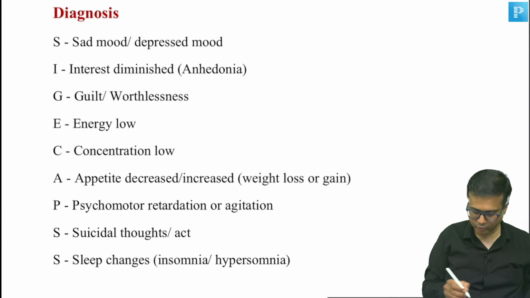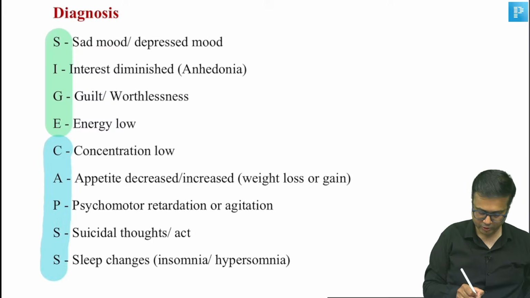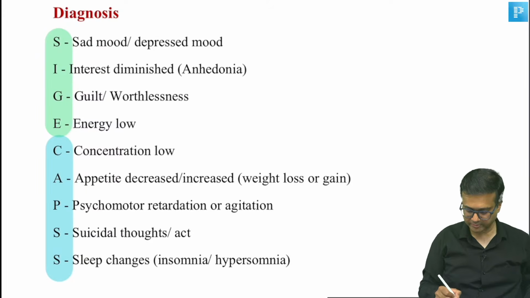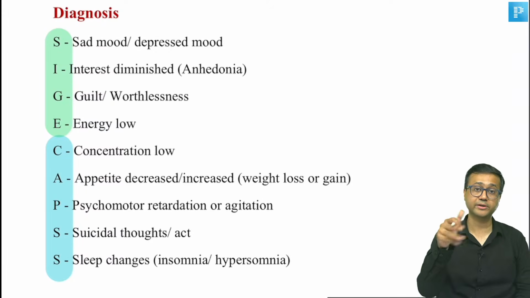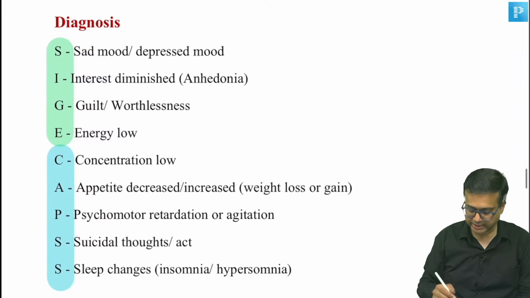See, the mnemonic to make a diagnosis of depression we know is SIGE CAPS. Very good. So let us understand what are these symptoms, then I will give you the criteria. And a very interesting question was also asked from this criteria recently. See, first is S. It's a mood disorder now. Remember, the first symptom is abnormality of mood.